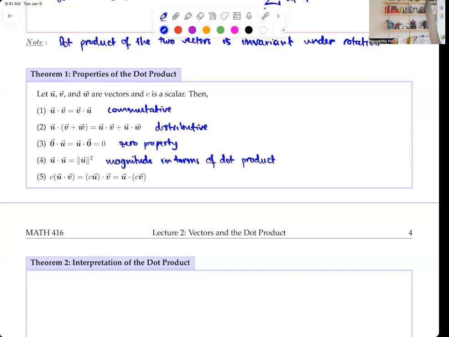The last property says that if you have two vectors, you can do the dot product and then apply the scalar to the result, or you can scale one of the vectors first and then apply the dot product. It's going to be the same. Got it? I couldn't find the name of this.